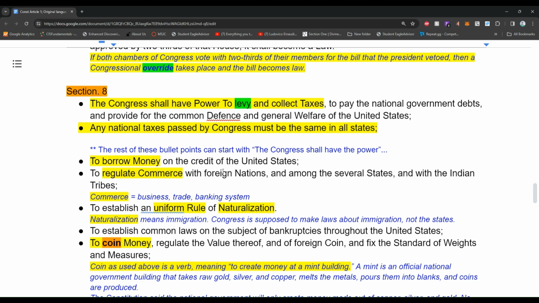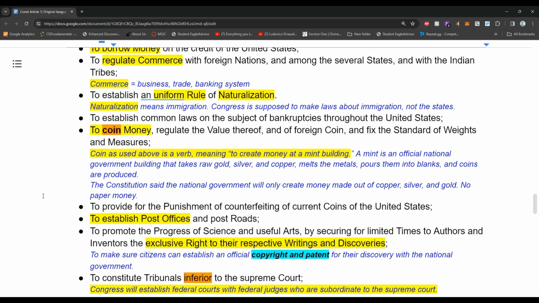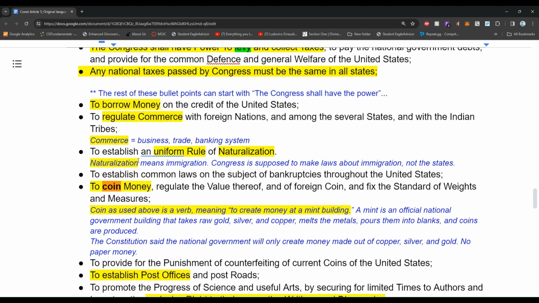So, Section 8, third bullet, the national government can borrow money and the Congress has to approve it. The fourth bullet, Congress could regulate commerce. Regulate means to pass laws that deal with commerce, which is business, trade, and banking. Okay? So Congress could pass commercial regulations with foreign countries or in relations between state to state. Okay? The next bullet, to establish a uniform rule of naturalization.